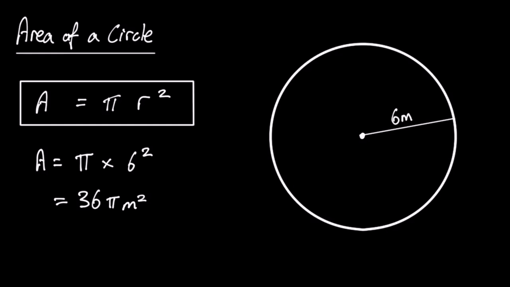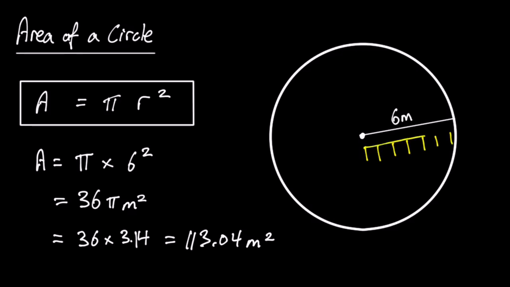Now, if you didn't have a calculator with a pi button, or you forgot what pi is, you could leave that as your answer and you'll be correct. If you do have a pi button, you can go ahead and calculate it in your calculator, or you could use the value 3.14 as an approximation for pi. And if I did that, I'd get 36 times 3.14 is 113.04 meters squared.